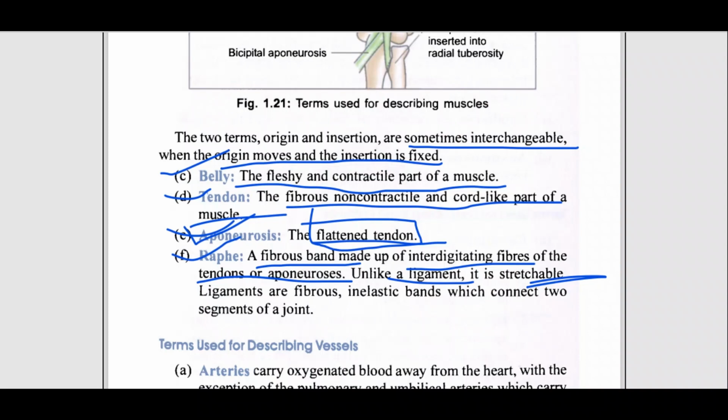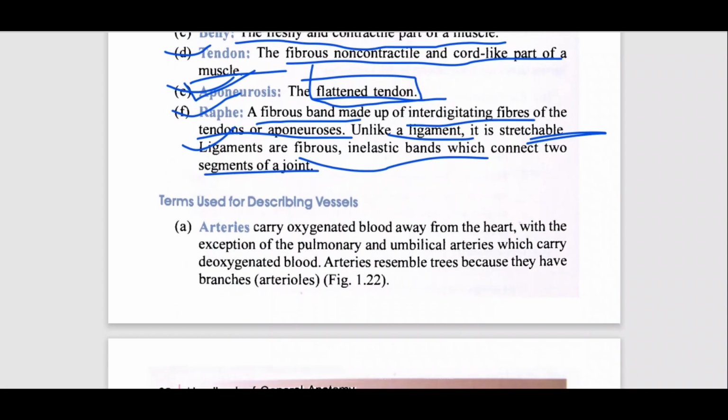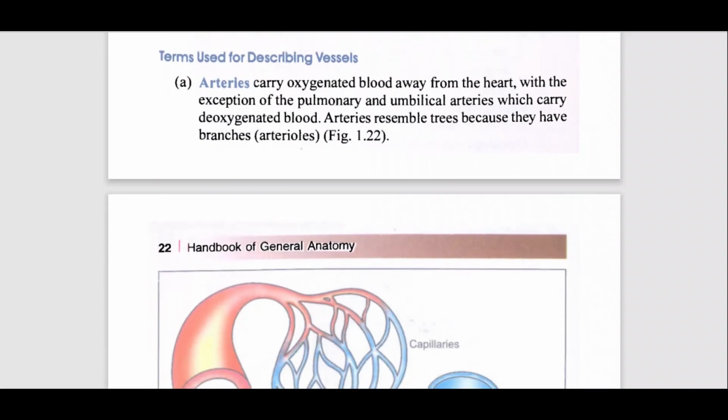Raphe और ligament में ये फर्क है कि ligament cannot be stretched. However, raphe can be stretched, and it is a fibrous band made up of interdigitating fibers of tendons or aponeurosis. Ligaments fibrous inelastic bands हैं जो कि connect करते हैं two segments of a joint को. Ligaments are the fibrous inelastic bands which connect the two segments of a joint.